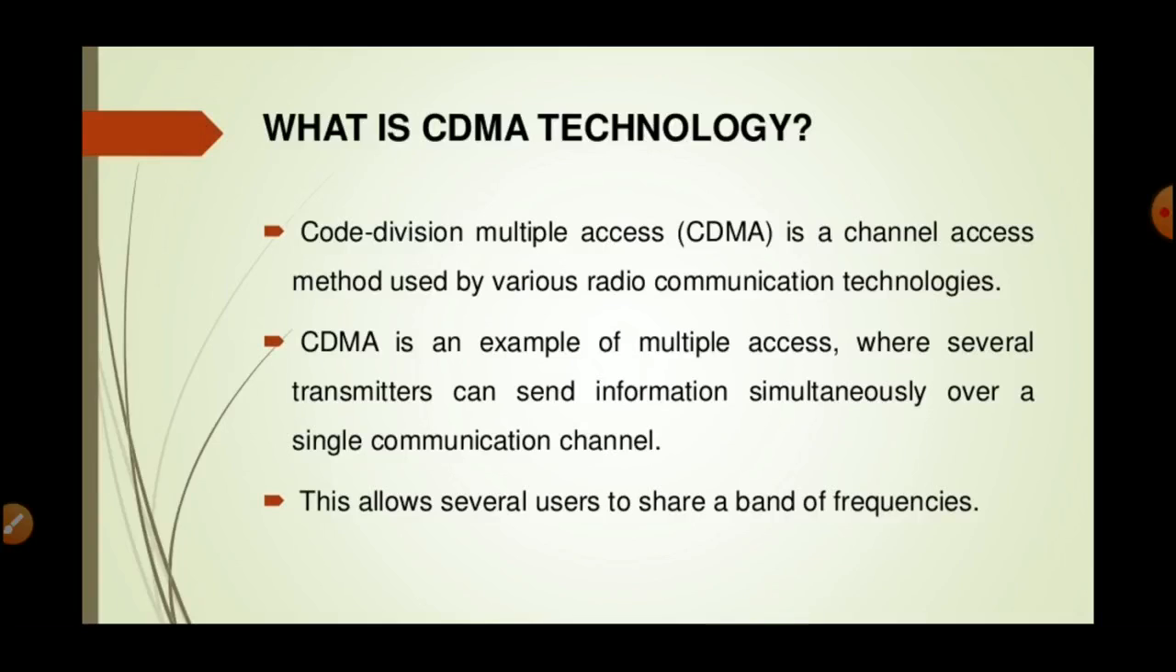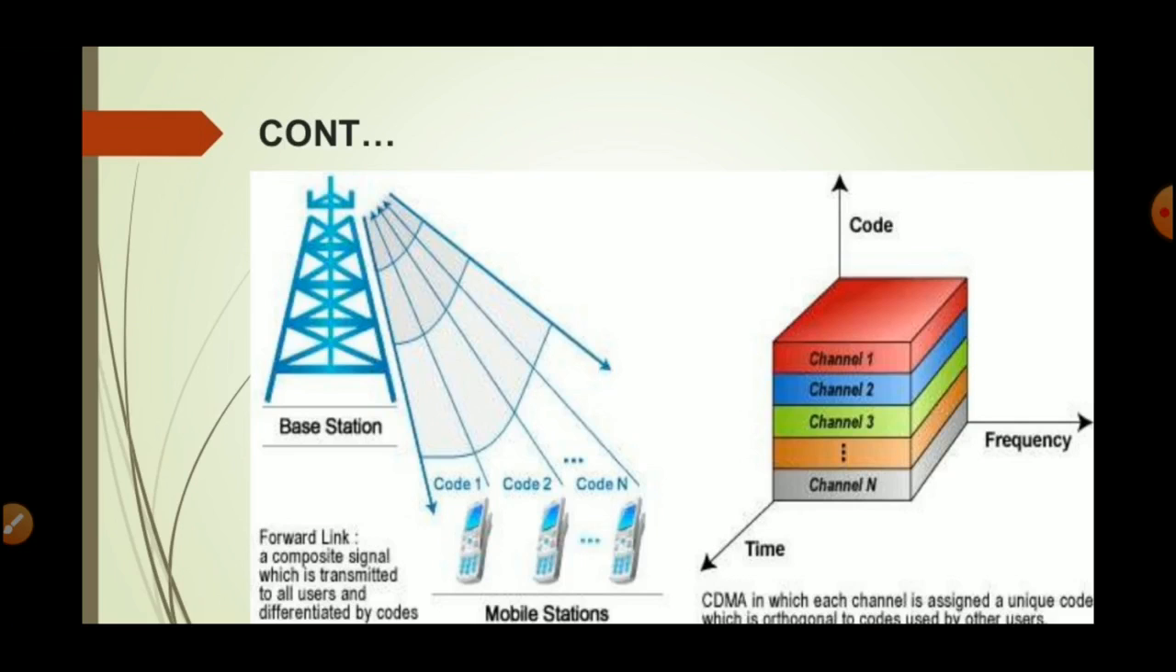What is CDMA? It is code division multiple access, a channel access method used by various radio communication technologies. CDMA is an example of multiple access where several transmitters can send information simultaneously over a single communication channel. This allows several users to share a band of frequencies.